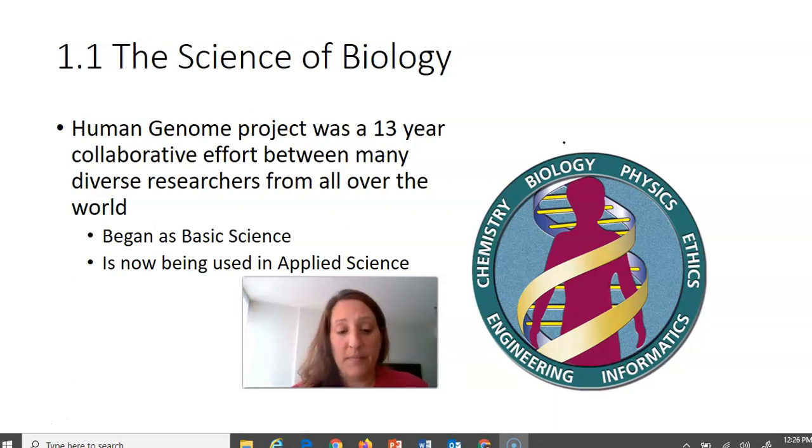And now it's being applied. So now we can take our genome and figure out disease susceptibility based on what form of a gene that we have. We're figuring out what genes code for, what those protein products are. And we're actually even starting to alter genes, right? We're doing genetic modification. We're using CRISPR technology to change genetics to decrease things like disease susceptibility. Okay, so again, started off as basic pure science, and now it's becoming applied science, and it's really helping the human condition.